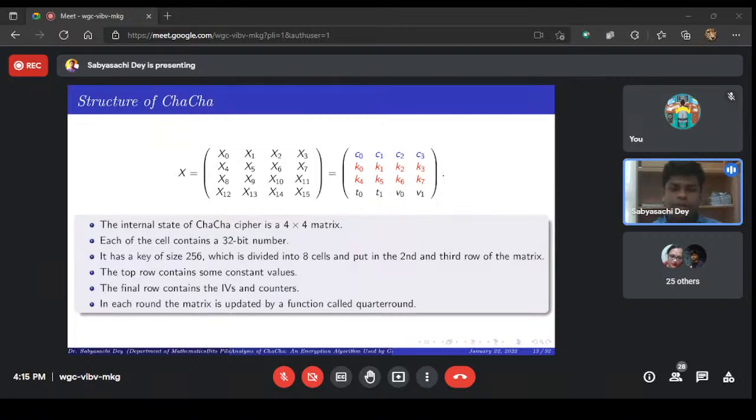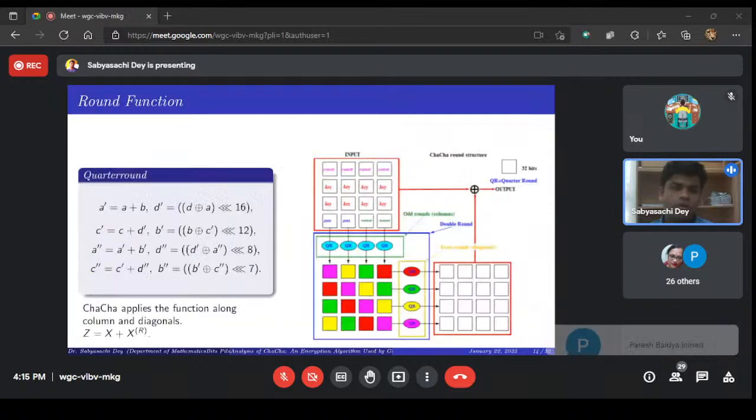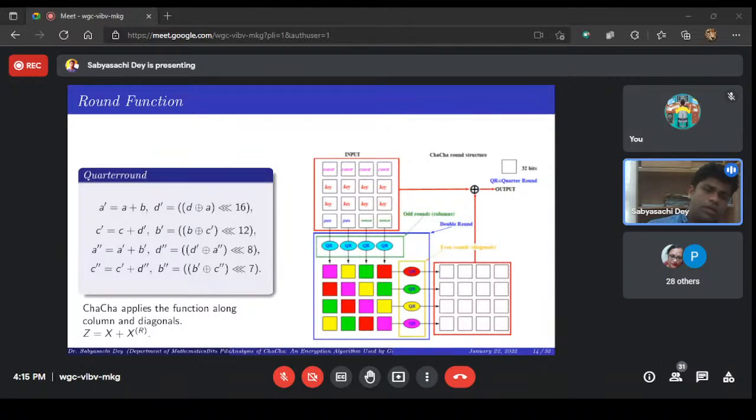So what do we do with this matrix? We apply some function on it, some operations. These operations are called quarter round. So what is this quarter round? It has 3 types of operations: addition, XOR, and rotation. What this quarter round function does is it takes a 4-tuple A, B, C, D and does some addition, rotation, and XOR operations on this, and generates another tuple A double dash, B double dash, C double dash, and D double dash. So the input is a 4-tuple, the output is another 4-tuple. This function does this job.